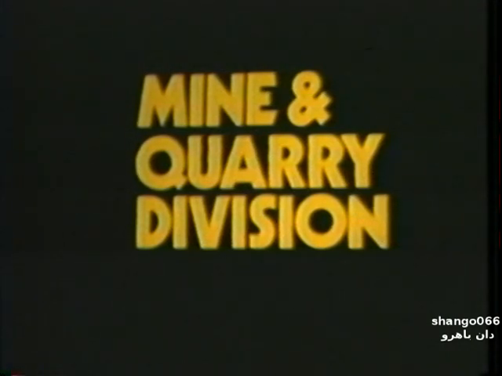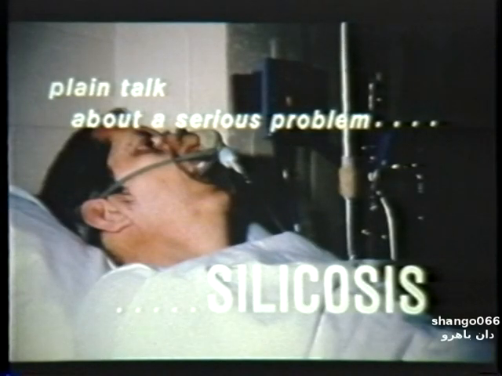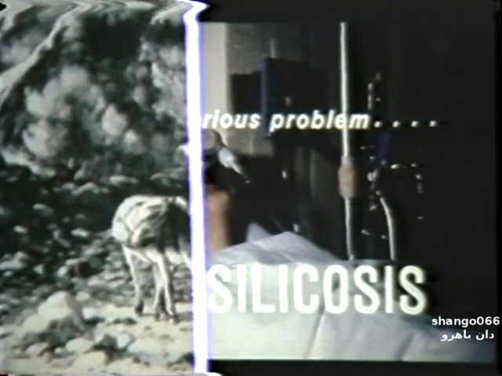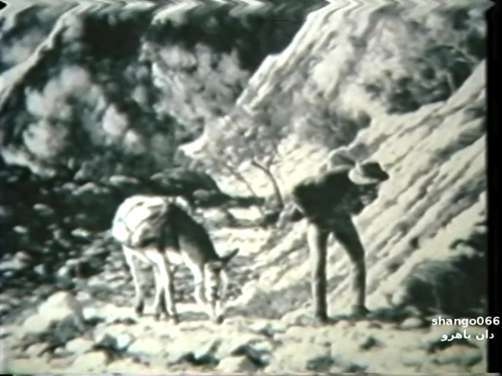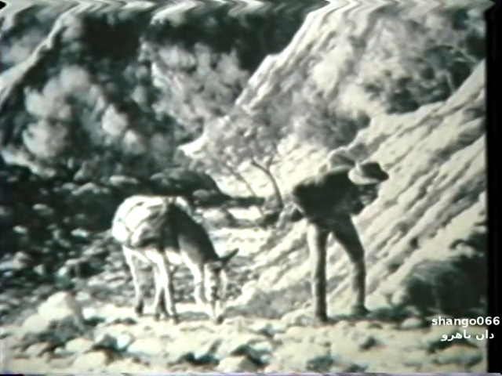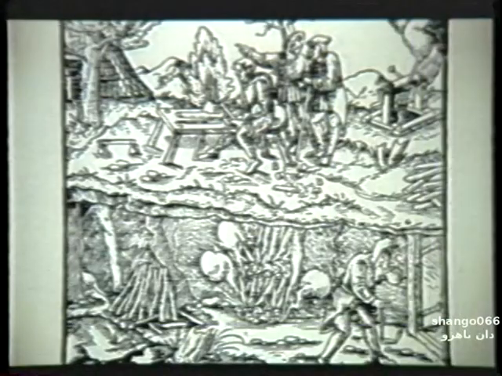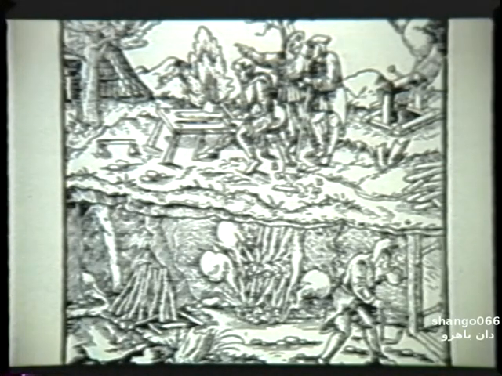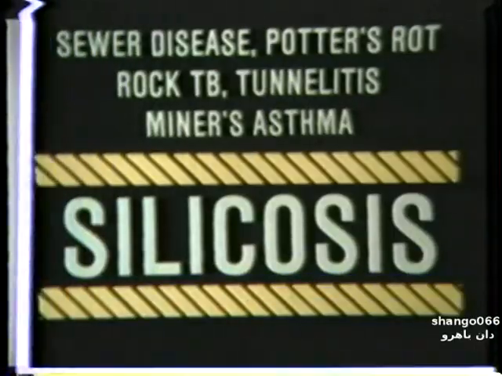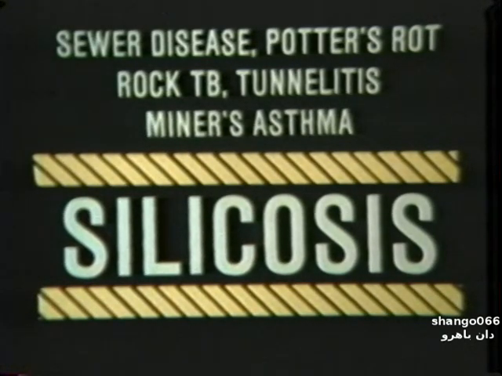Folks, let's take a few minutes for some plain talk about a serious problem: silicosis. Silicosis is certainly not a new disease in the mining industry. Hippocrates noted the symptoms of silicosis as early as 400 years before Christ. Through the years, it's been called such things as sewer disease, potter's rot, rock TB, tunnelitis, and miner's asthma, to mention a few.